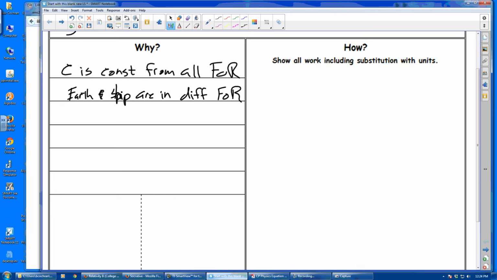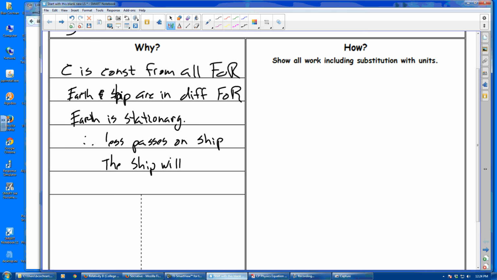So we should add that in here. Earth is stationary. So therefore, less time passes on the ship, and the ship will be shorter. That's number 5. So less time passes on the ship, and the ship will be shorter from the Earth's frame of reference.